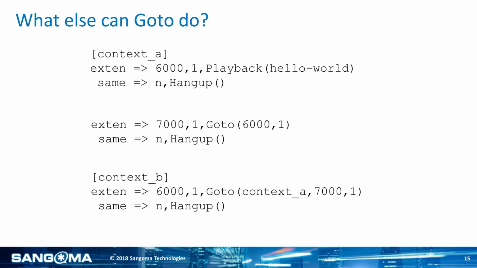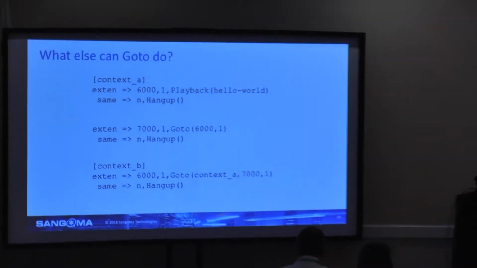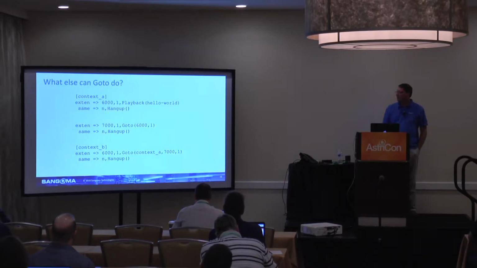It can also go to a context, extension, and priority. So if we dialed 6,000 in context B, it would actually jump up to context A extension 7,000, which in turn would jump up to extension 6,000 in context A and play back hello world. Everybody okay with that? So there's 3 forms. You can have just a priority, an extension and priority, and then context, extension, and priority.